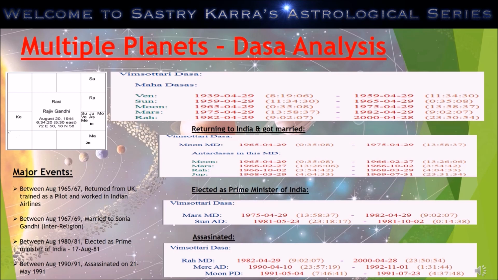The last thing that I would like to talk about is the day he got assassinated. It was on 21st May 1991. When you look at the Mahadasa, Rahu Mahadasa is running, and Mercury Antardasa is running, and Moon Pratyantara Dasa is running. First of all, Rahu, the Terminator, is residing in the 12th house, having a direct aspect on the 6th house. So that Rahu Terminator has done his job of terminating the native's life. That's the first thing.